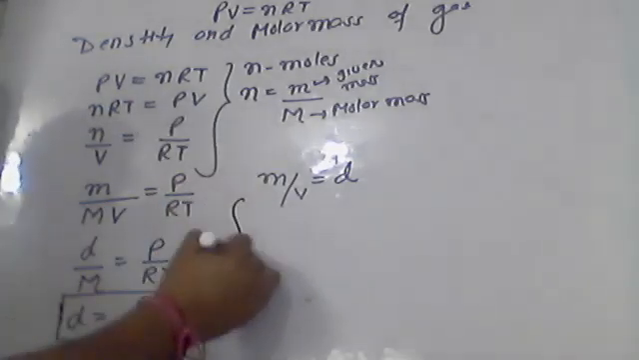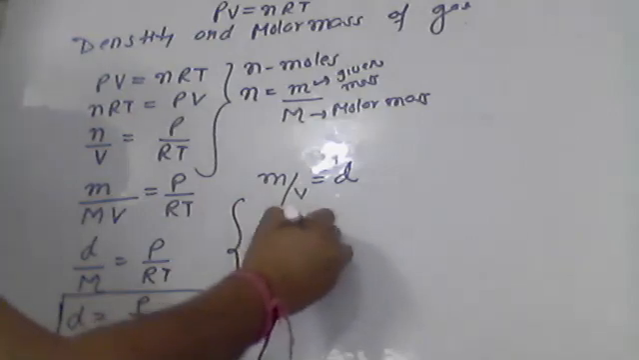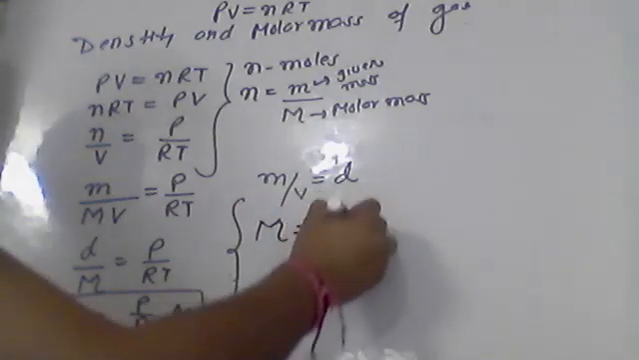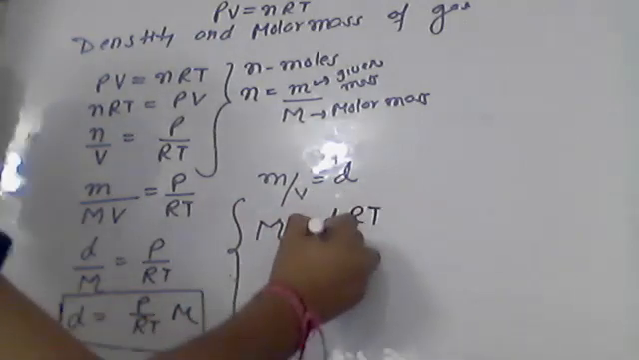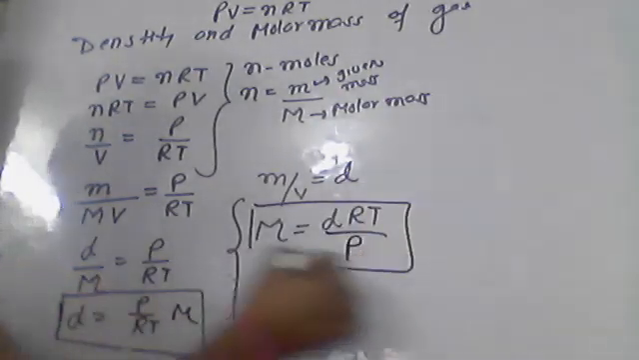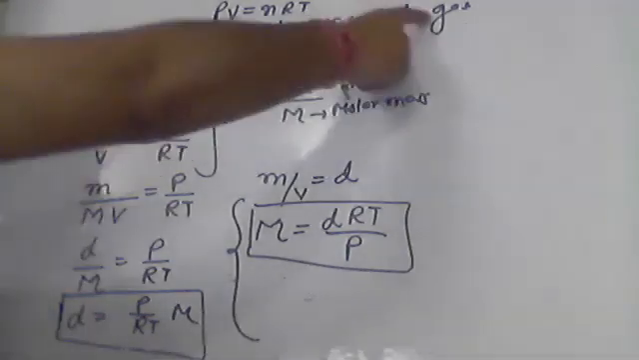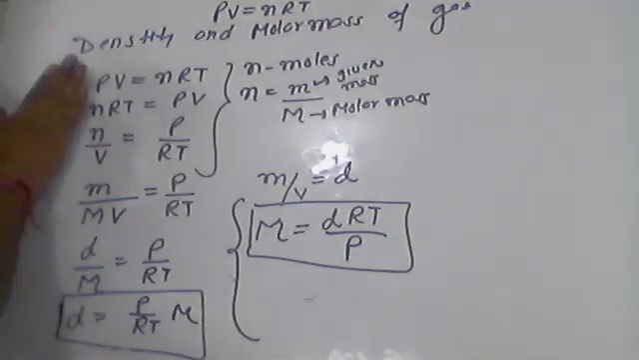Or in the same way, I can change this relation a little bit. I can find M from here. M = dRT/P. Nothing much more has been done here. M you can find from here: M = dRT/P. So this is basically a relation between the density and molar mass of a gas.